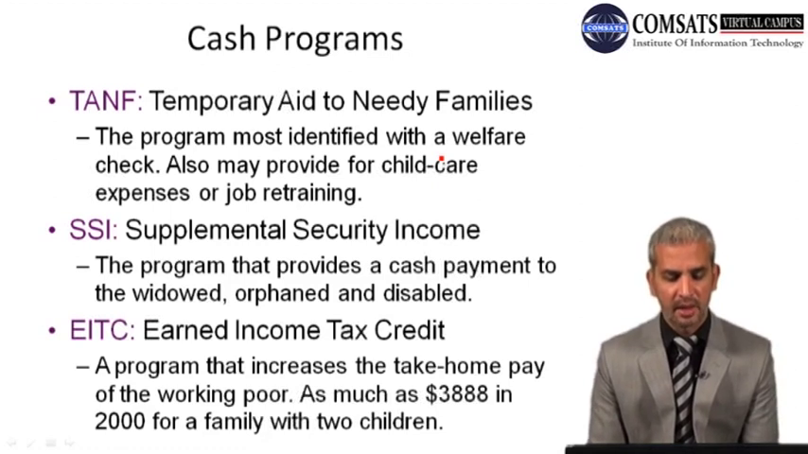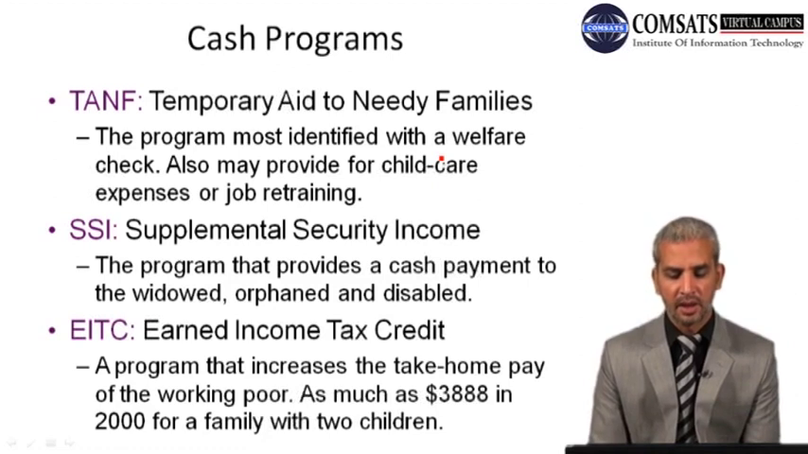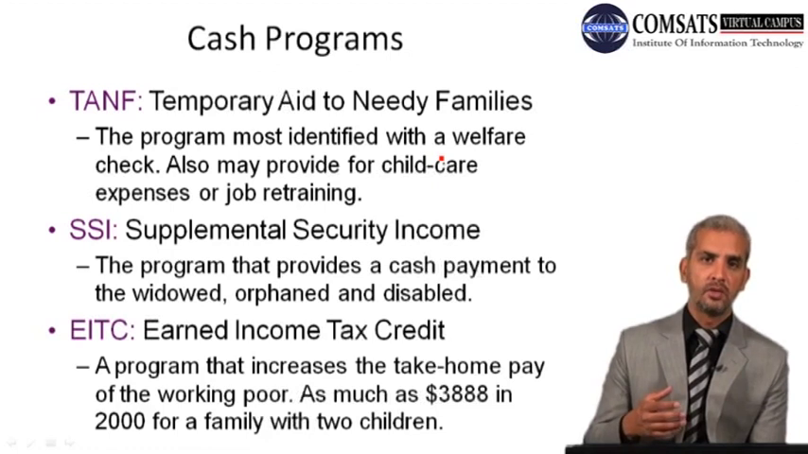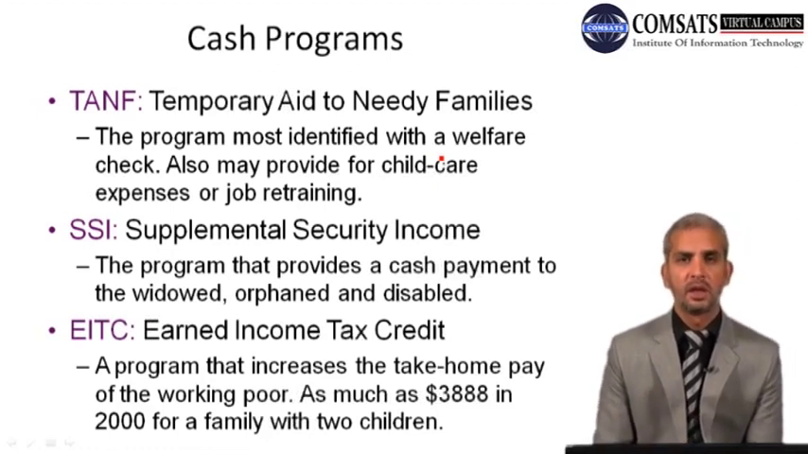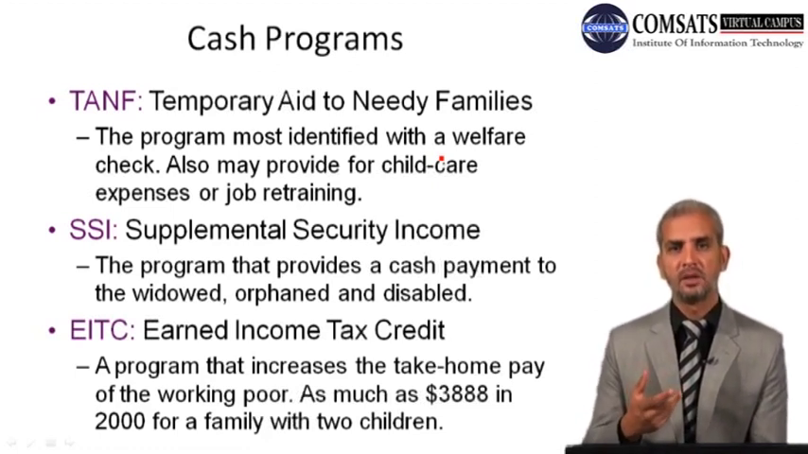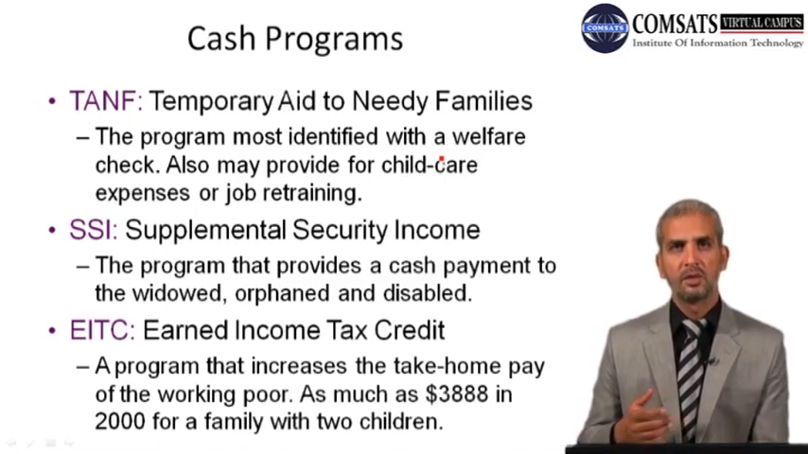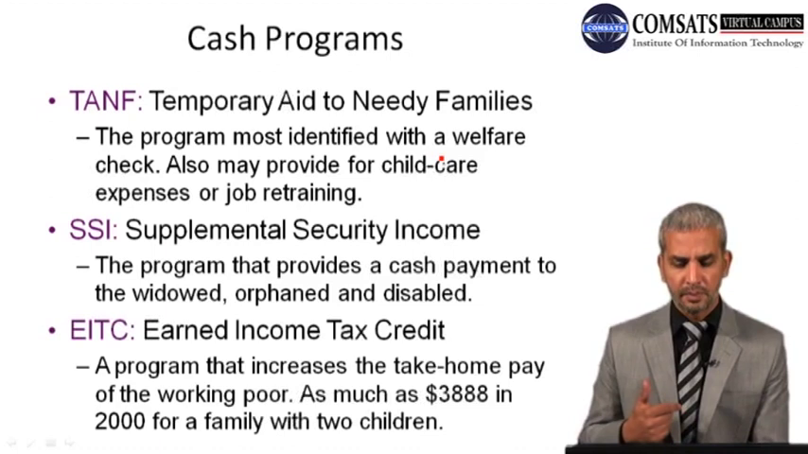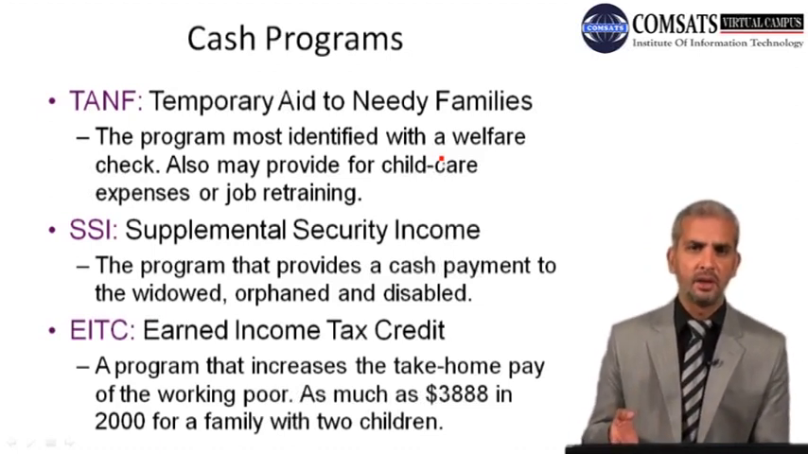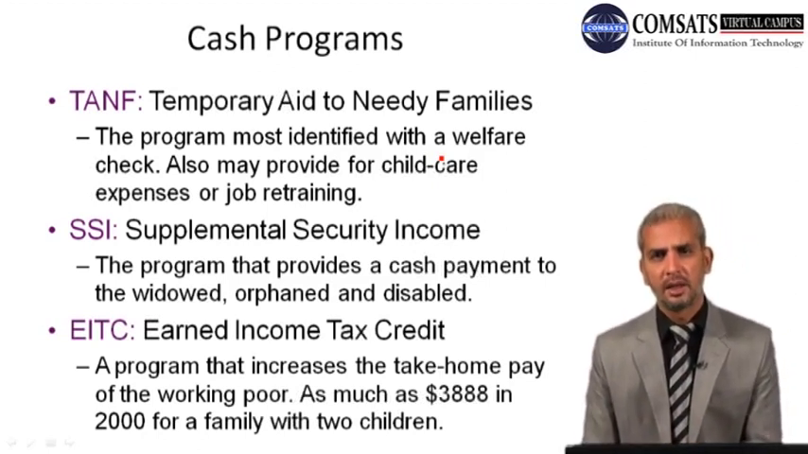Then the earned income tax credit, a program that increases the take-home pay of the working poor by as much as $3,888 in 2000 for a family with 2 children. Now those would be sorts of tax exemptions for the poor class of the population, so that their take-home income is higher. Basically the government is foregoing its part of the revenue, which is usually collected in terms of taxes, and letting them take home more income.